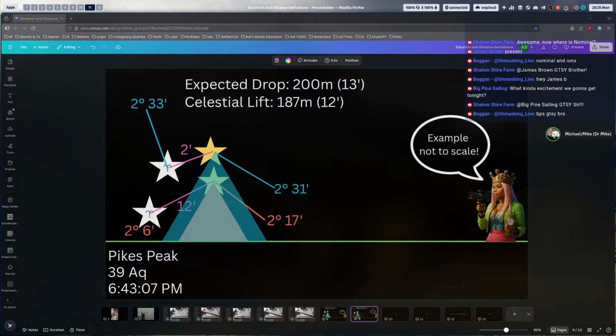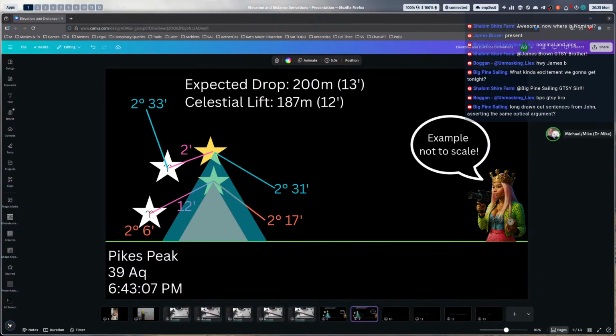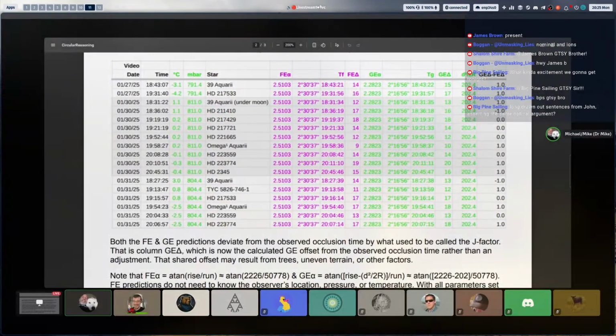This is all of the stars I observed, Pikes Peak occluding, and I give you the date, the time, how many degrees centigrade it was at that time on that day, what the atmospheric pressure was at the observer on that day, the name of the star, the flat Earth angle, the time it was predicted it would be occluded, the globe Earth angle, the time it was predicted it was going to be occluded, and I give you the deviations of each of those angles from the observed occlusion time.